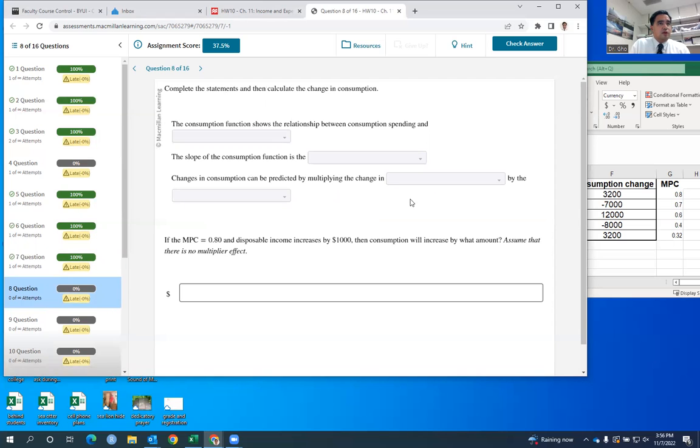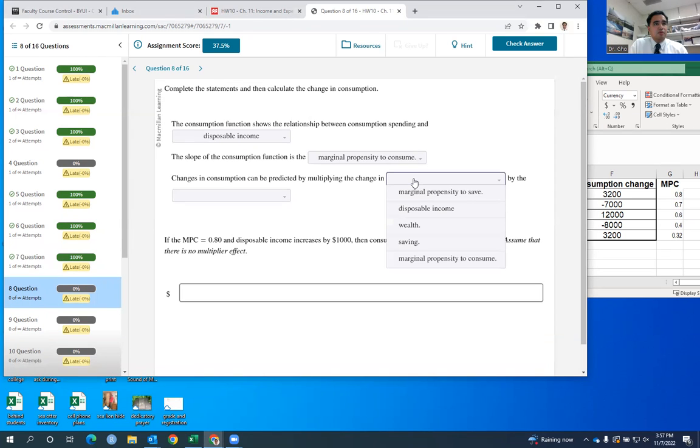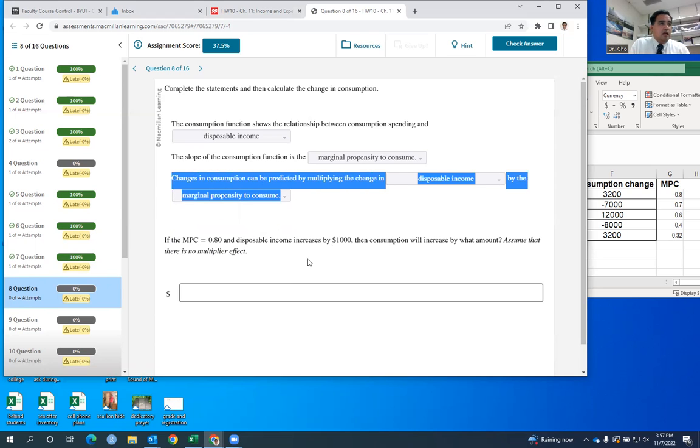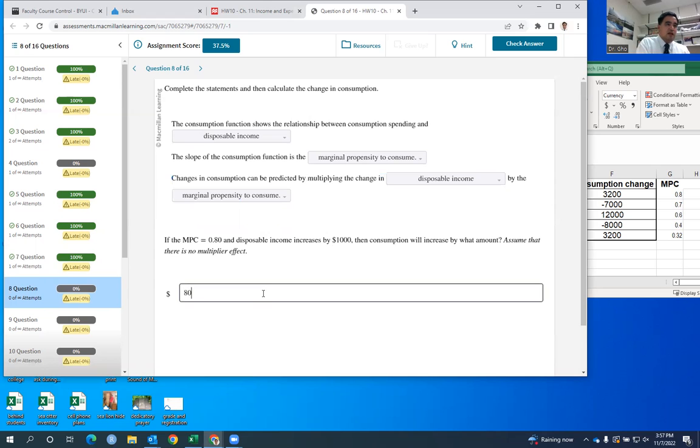Okay, and these questions have to do with theory. Well, let's just go through them. The consumption function shows the relationship between consumption spending and disposable income. The slope of the consumption function is the marginal propensity to consume. Changes in consumption can be predicted by changes in disposable income and the marginal propensity to consume. If the MPC is 0.8 and disposable income increases by 1,000, how much will consumption increase? You multiply the MPC by the change in disposable income. 0.8 times 1,000 is 800.